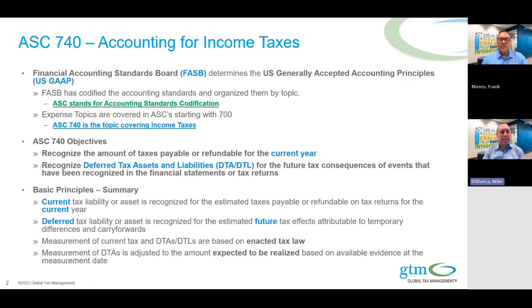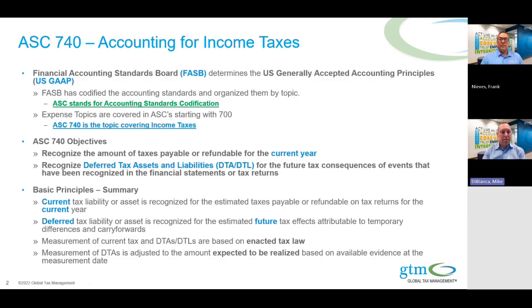When people ask about ASC 740 and accounting for income taxes, it's a topic within the FASB Accounting Standards Board guidance that determines U.S. generally accepted accounting principles. And the FASB is an independent, not-for-profit organization that establishes financial accounting and reporting standards for public and private companies, and also for not-for-profit organizations that follow generally accepted accounting principles, or GAAP.